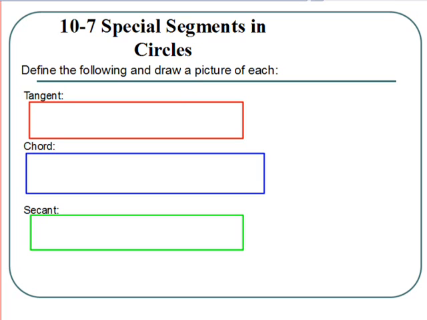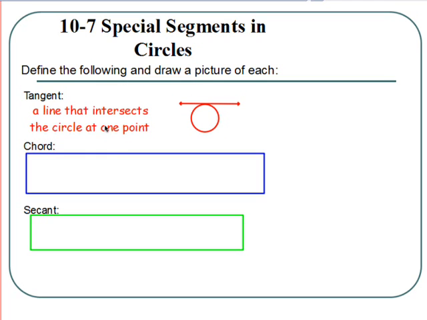So if we say, find the secant or find the length of this chord or use the tangent and you don't know what those things are, then that's bad. Okay? So let's do that. Let's define tangent and draw a picture. The first, tangent is a line that intersects the circle at one point. So I got a circle there, trying to make it look like there's one intersection.